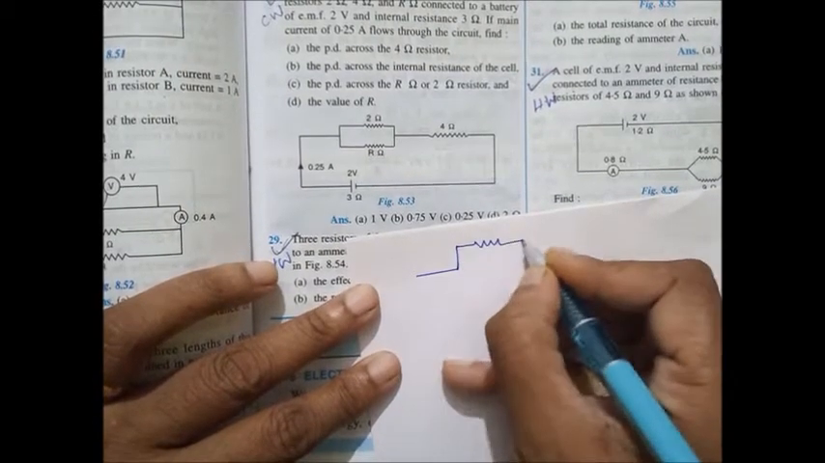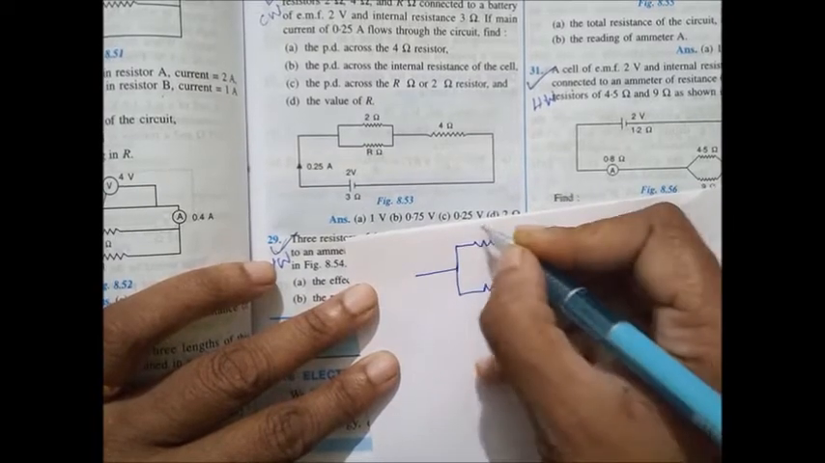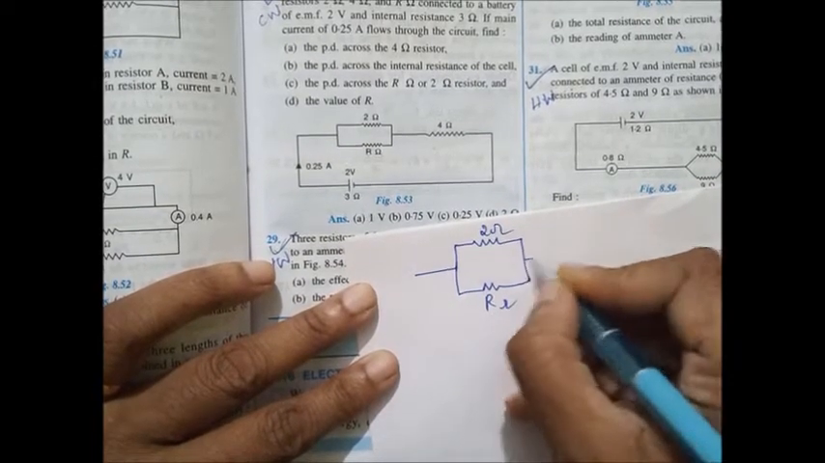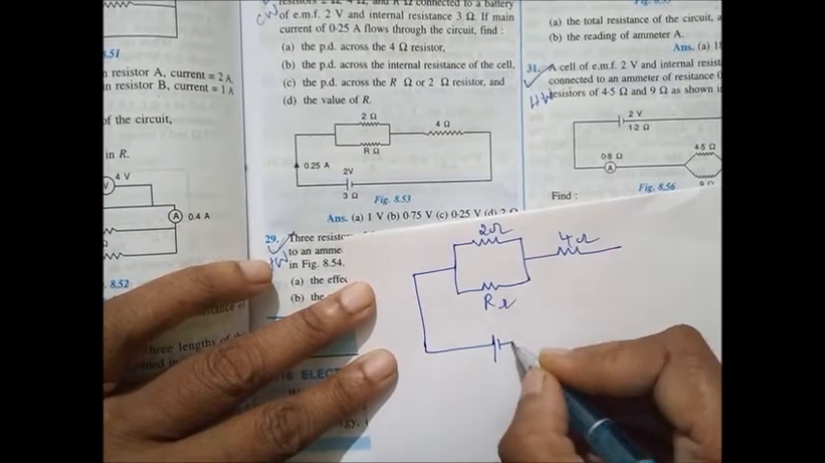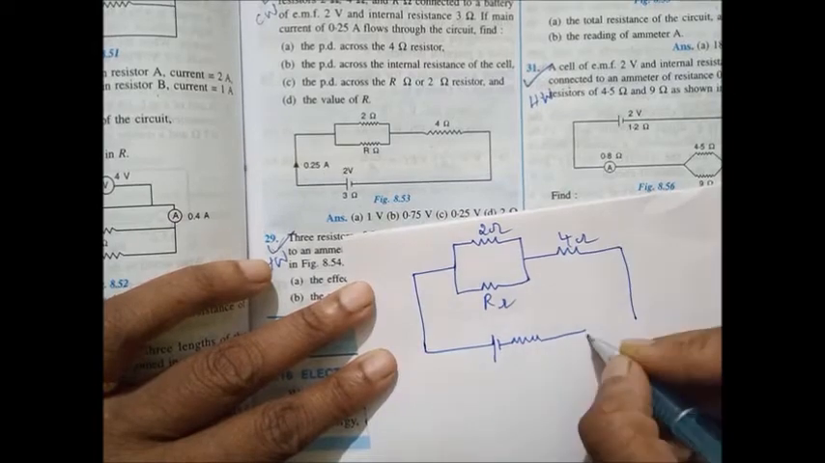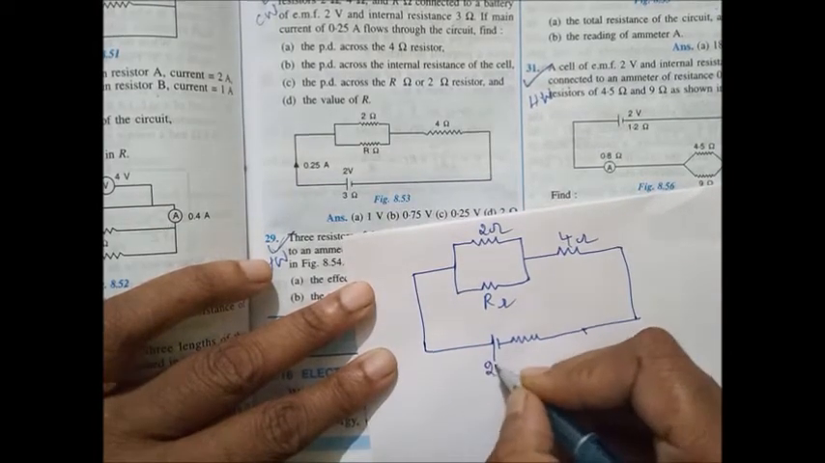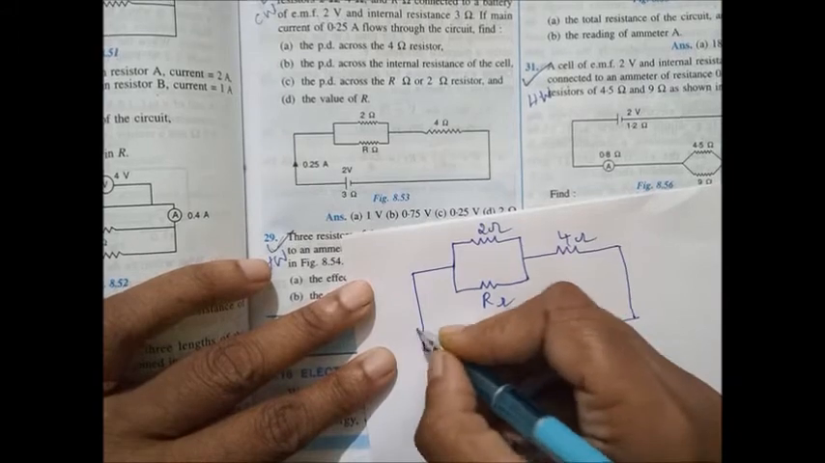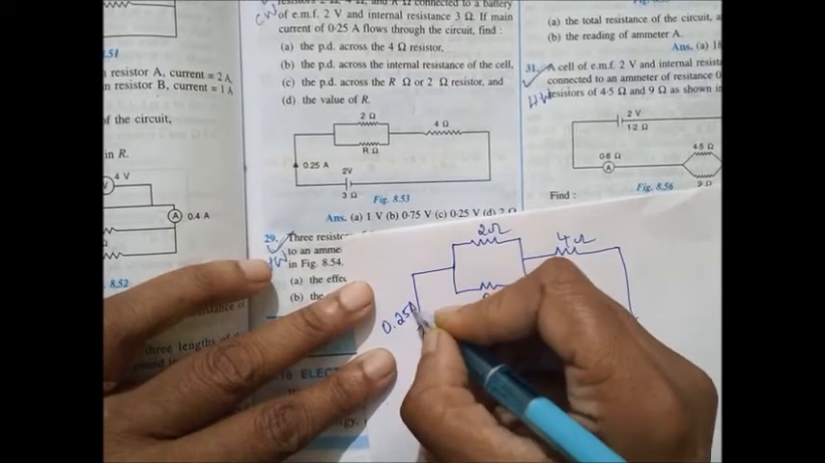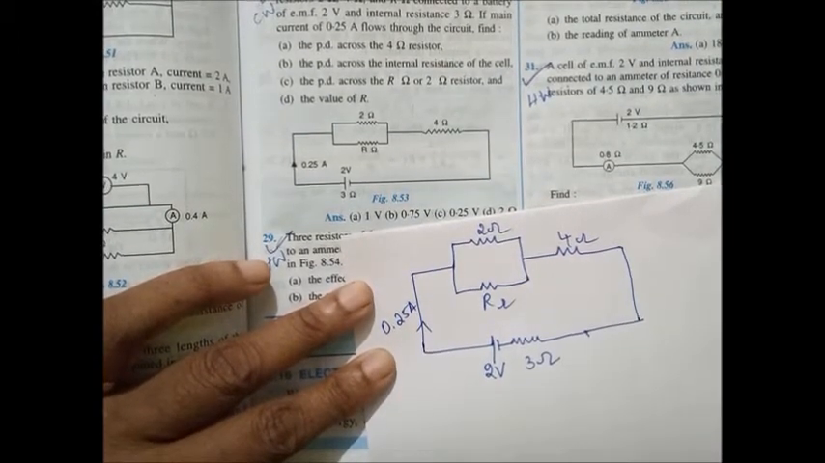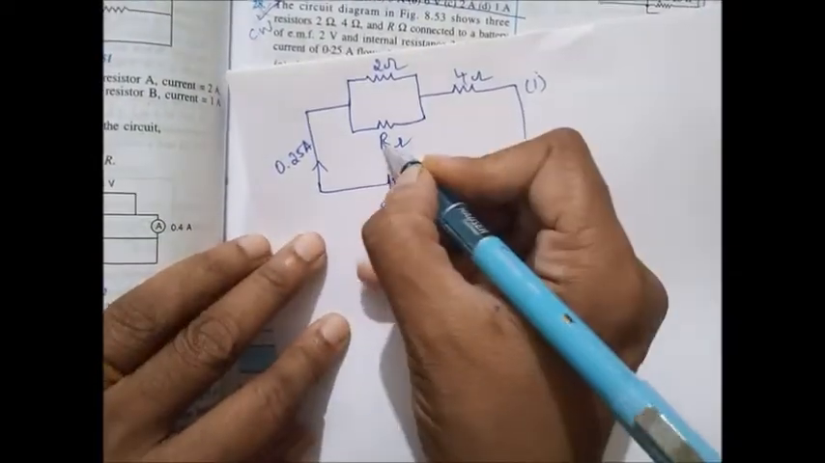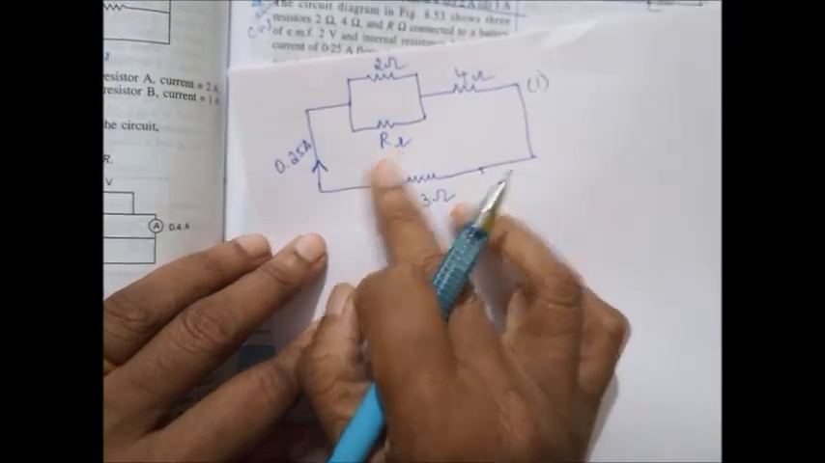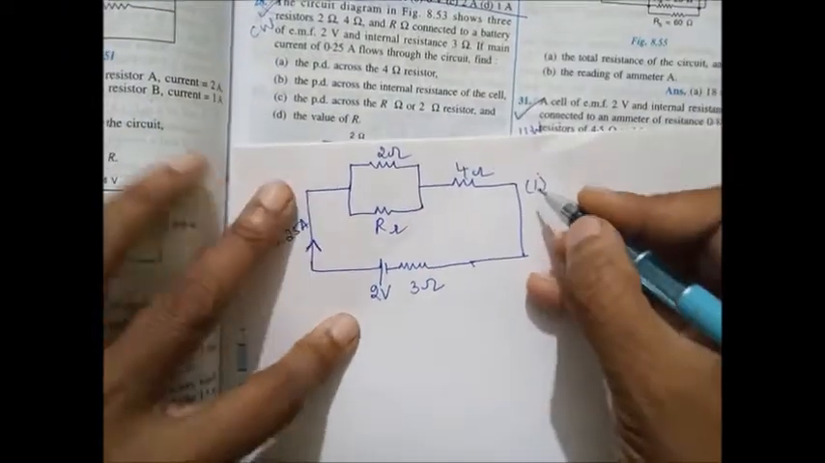So I'll quickly draw the circuit. 2 ohm, R ohm, 4 ohm and 3 ohm, and you can put a small battery here, resistor here, internal resistance, that is 2 volt and 3 ohm, and current is given as 0.25 ampere. Okay, so first one we have to find. In this, one resistor value is unknown but current is given. So with that we can manage to find.